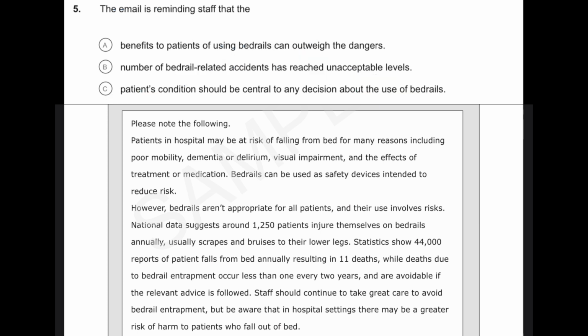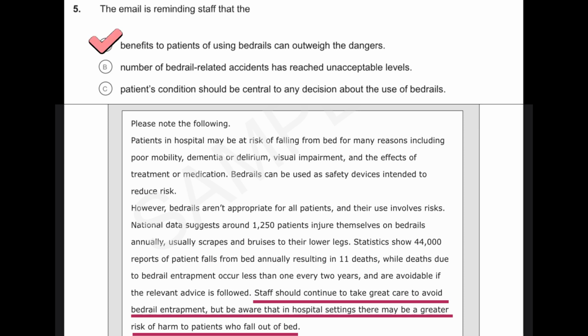The email is reminding staff that the A. Benefits to patients of using bed rails can outweigh the dangers. So we've read here in the last sentence, staff should continue to take great care to avoid bed rail entrapment, but be aware that in hospital settings, there may be a greater risk of harm to patients who fall out of bed. So letter A is the correct answer.